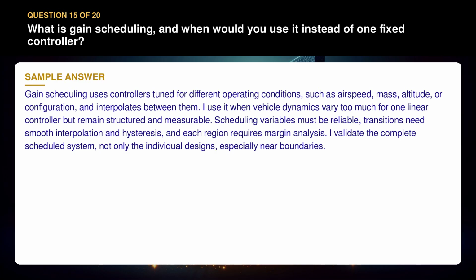Gain scheduling uses controllers tuned for different operating conditions, such as airspeed, mass, altitude, or configuration, and interpolates between them. I use it when vehicle dynamics vary too much for one linear controller but remain structured and measurable.